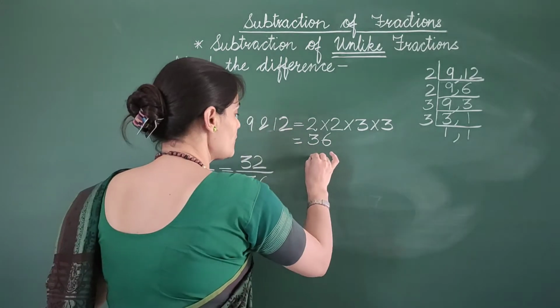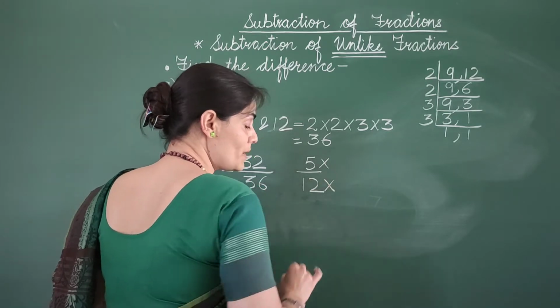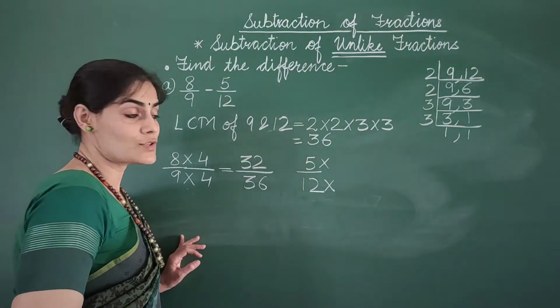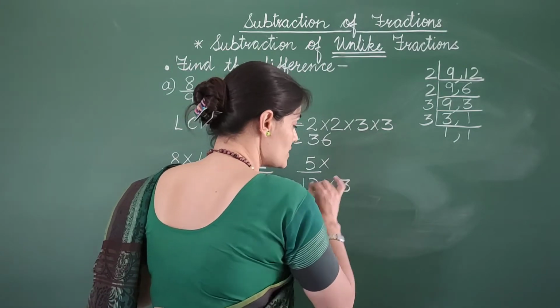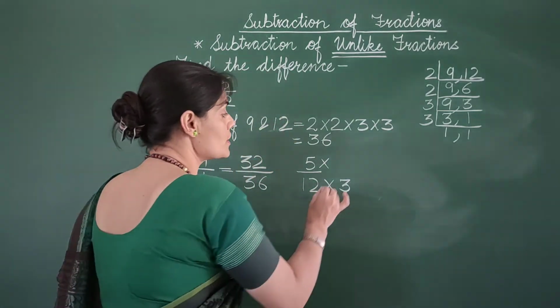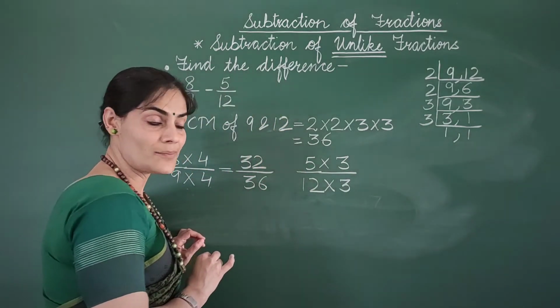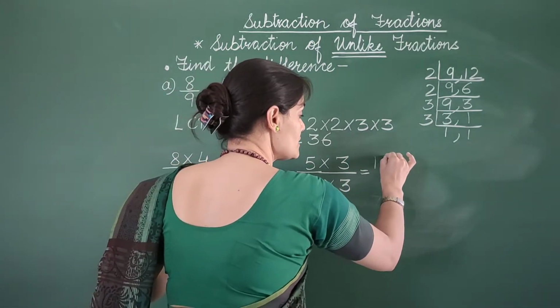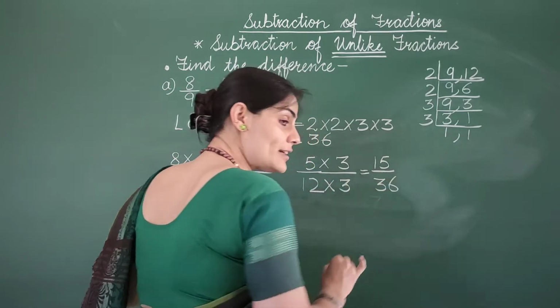We'll do the same with the fraction 5 by 12. Now 12 should be multiplied by what number so that the product is equal to 36? 12 times 3 gives us 36. So the numerator 5 will also be multiplied by 3. Now 5 times 3 is equal to 15 and 12 times 3 is equal to 36.